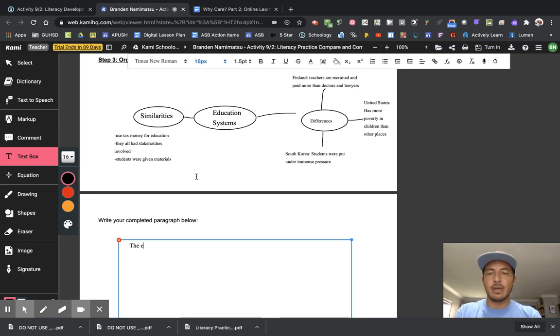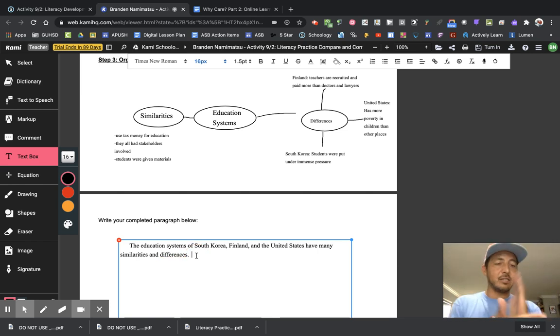So the education systems of South Korea, Finland, and the United States have many similarities. Oh boy, I ran with that word. Oh, look, I'm learning. And differences. I can't spell differences. 2 F's, not 2 R's. Cool. So I'm done with my first sentence. Hey, that was easy. There's a topic sentence.